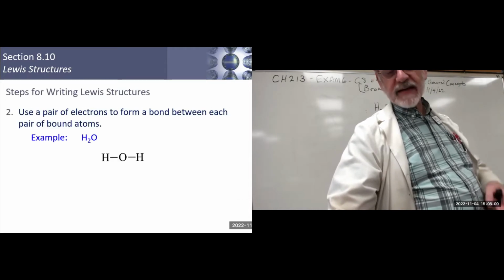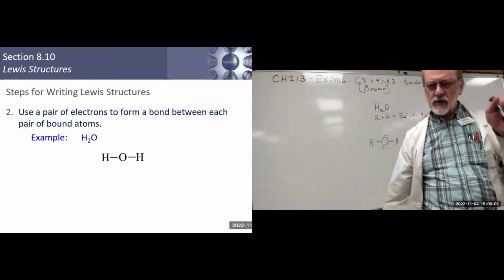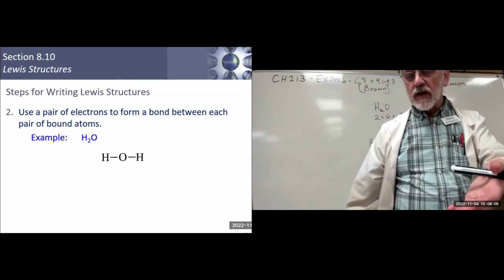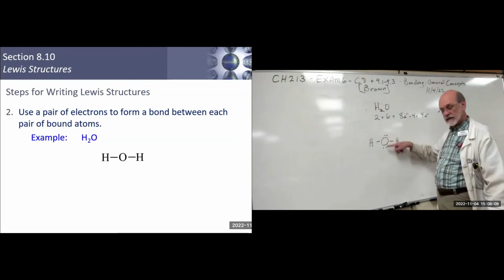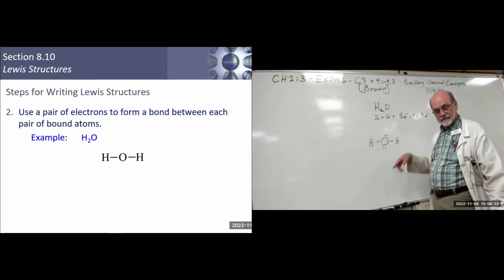All right, what that didn't show you, and on a subsequent slide it will, is the lone pair electrons. These are lone pair electrons, non-bonding. These are bonding pairs. Okay.